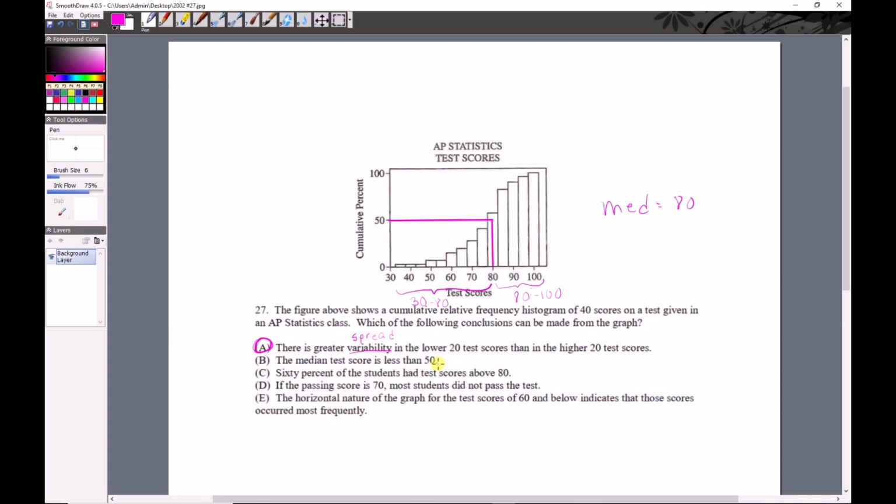So the median test score is less than 50. No, it's not. It's right here at 80. So that's out. 60% of the students had scores above 80. Nope, that was 50%, right?